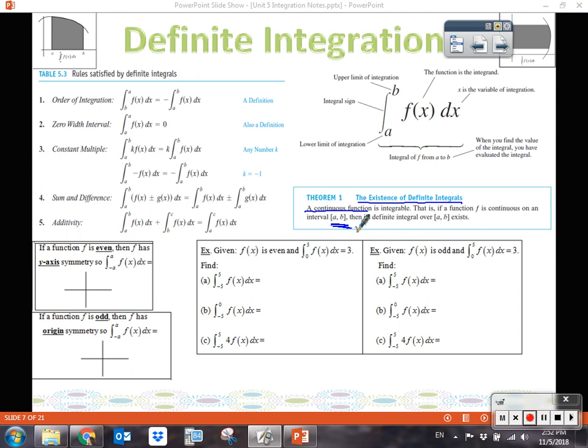For BC calculus, we will learn in Cal 2 there is a way to integrate functions over discontinuities, but there's a special technique that we'll learn later, like in January. But for now, we need to understand that in order for this definite integral to work, the function needs to be continuous over the whole interval.